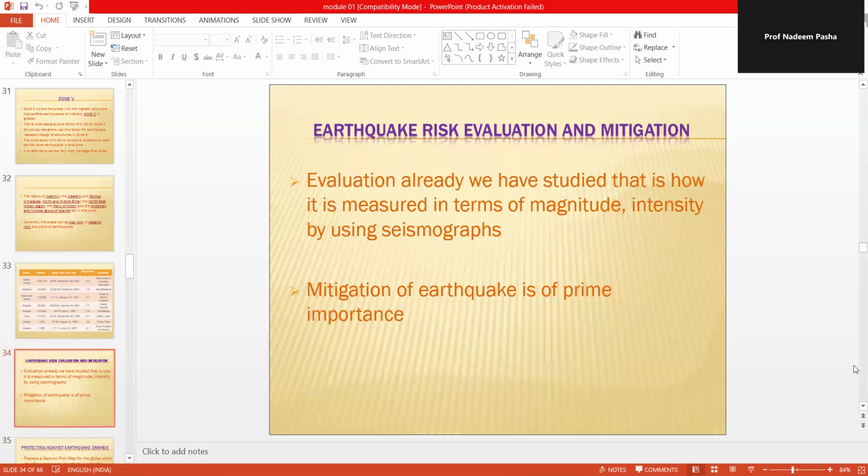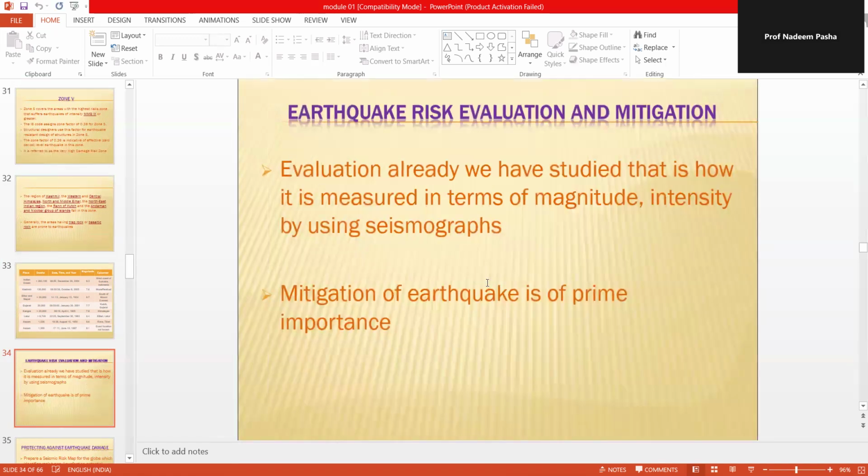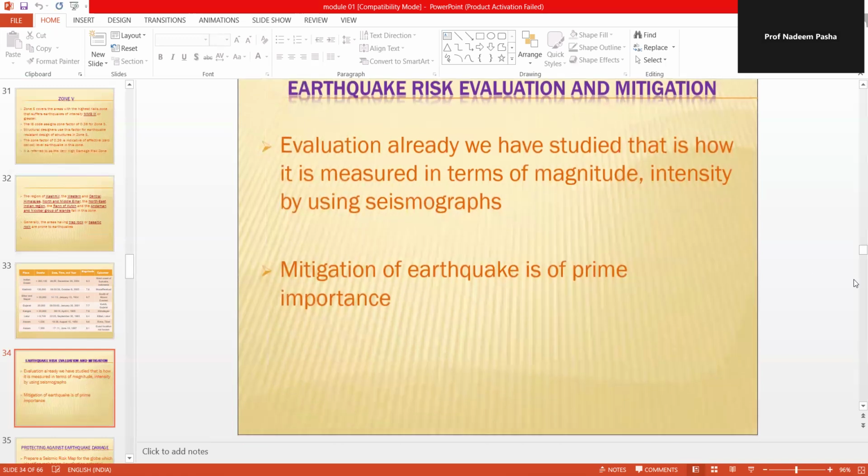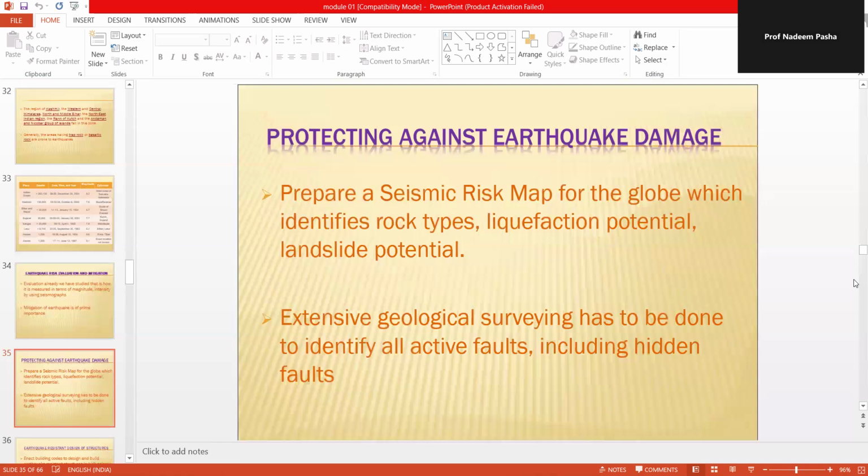Now comes the question of how to calculate earthquake risk: evaluation and mitigation. Evaluation we have already stated, that is how it is measured in terms of magnitude and intensity by using a seismograph. Mitigation of earthquake is of prime importance. Now we will see mitigation: protecting against earthquake damage. As we have seen, predicting an earthquake is highly impossible. But suppose an earthquake occurred, what amount of damage can we control? How can we protect against an earthquake? That we have to see.